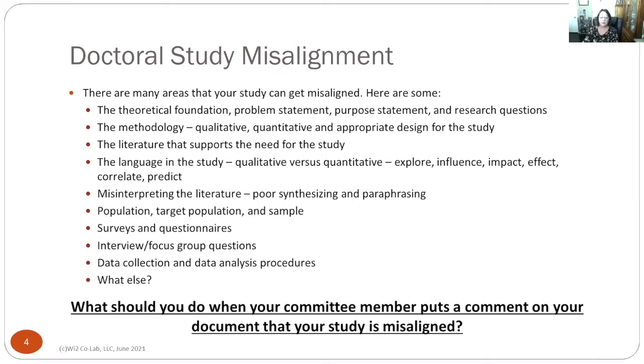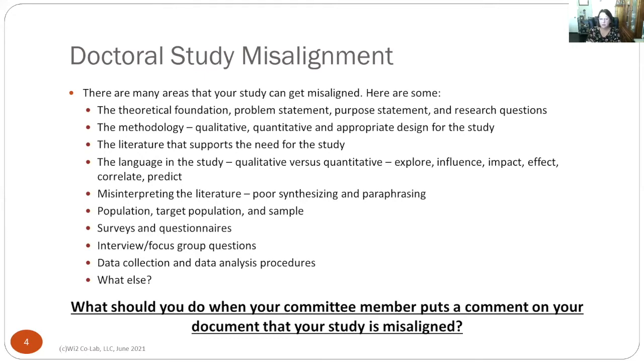So the literature that supports the need for your study may be off. Maybe some of the literature that you're trying to wedge into your study is not appropriate for your study. Well, I've read so much on X, Y, and Z. I really want to use that literature. Well, maybe you can use parts of it in your literature review, but guess what? It may not support the need for your study.